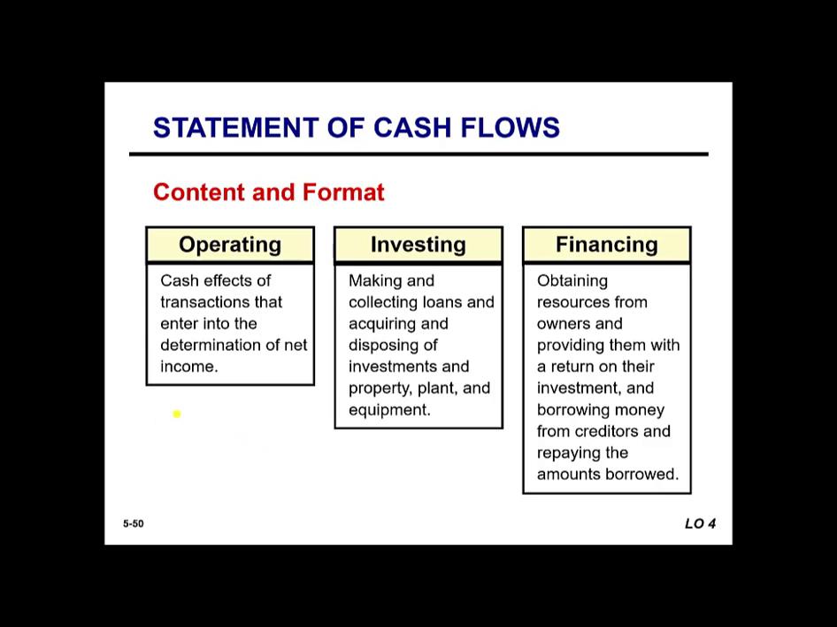Operating: cash effects of transactions that enter into the determination of net income. Investing: making and collecting loans and acquiring and disposing of investments in property, plant, and equipment. And financing: obtaining resources from owners and providing them with a return on their investment, and borrowing money from creditors and repaying amounts borrowed.